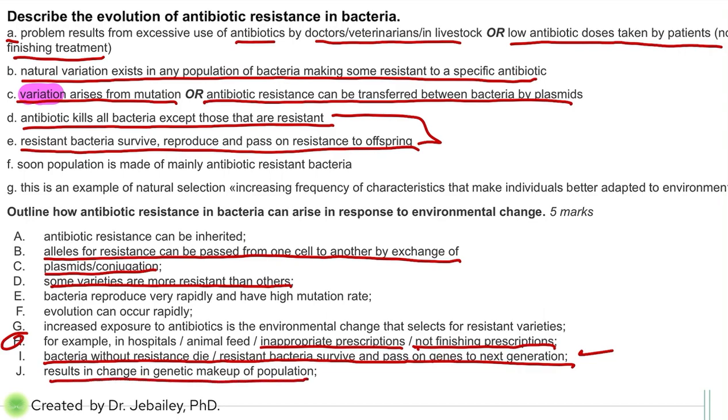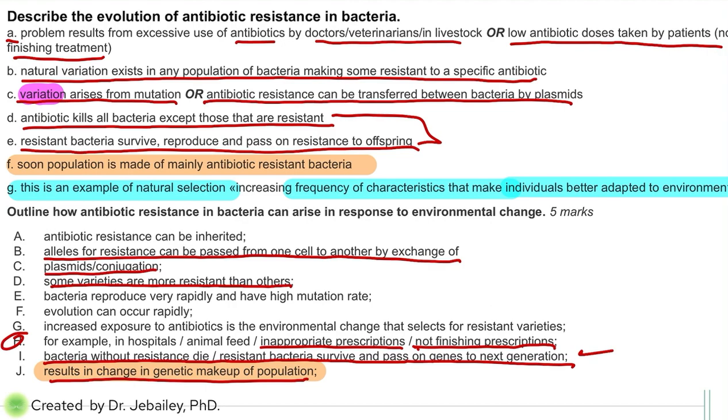You can see here, look how, not this one. Let me put another color. You can see soon the population is made mainly of antibiotic resistant bacteria and that results in a change in the genetic makeup of the population. Now, these are not exact words, but they're talking about the same thing. They're just saying that the population now has a new type of bacteria that is resistant to antibiotics. And then here on the next one, it says, this is an example of natural selection. In this one, you don't see anywhere saying natural selection at all, right? And here it says that the individual will be better adapted to the environment, the one that has the best trait will have the frequency rise.